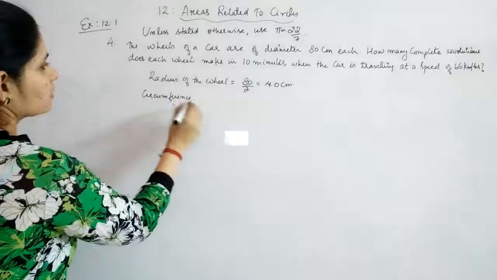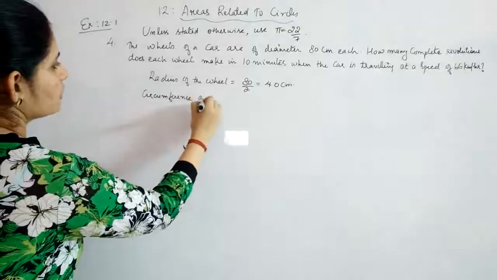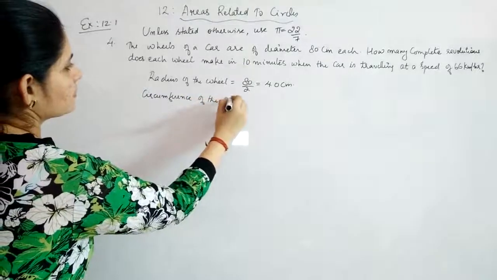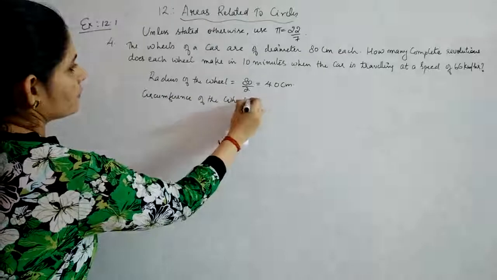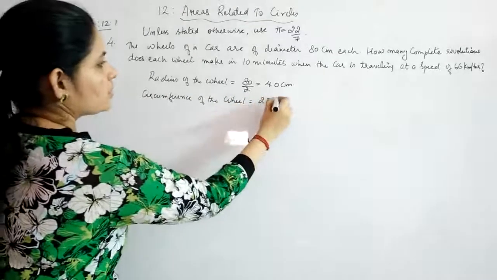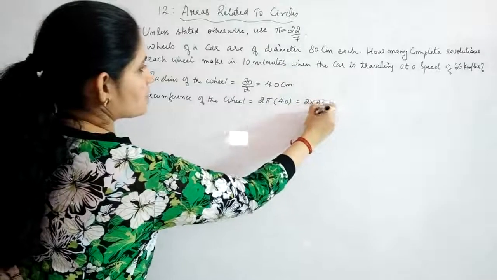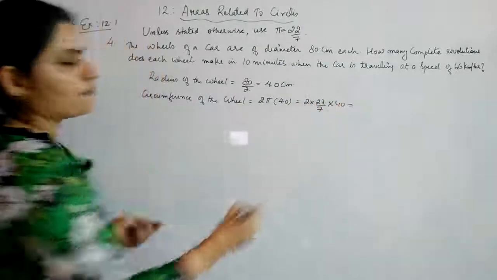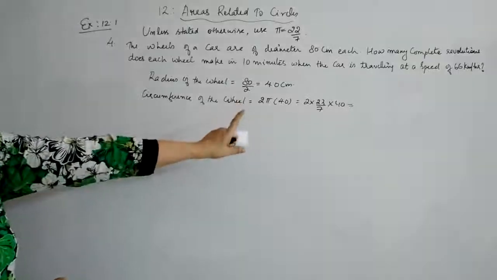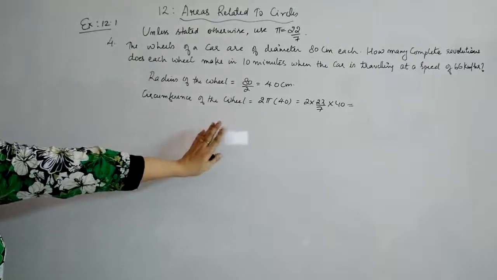Circumference of the wheel will be 2 pi r. So you will get 2 pi into 40, or it is 2 into 22 by 7 into 40, which is 1760 by 7. You are keeping it like that.